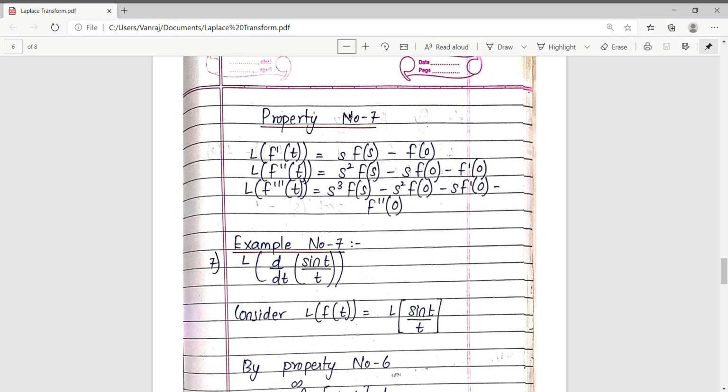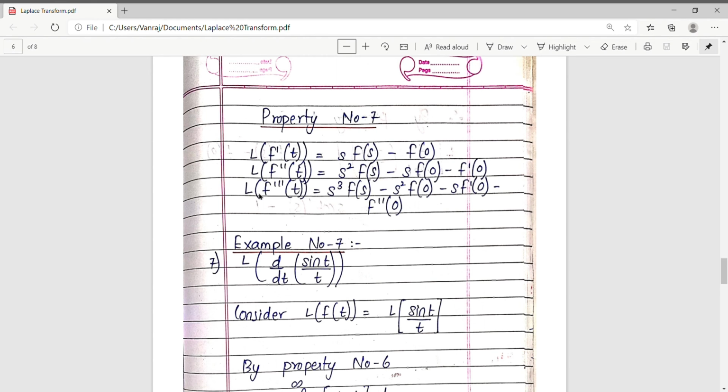So now we will see property number 7. Property number 7 says that if you have to find the Laplace transform of f dash of t, then it will be s into f of s minus f of 0. And if you have to find the Laplace transform of f double dash of t, then it will be s square into f of s minus s into f of 0 minus f dash of 0.